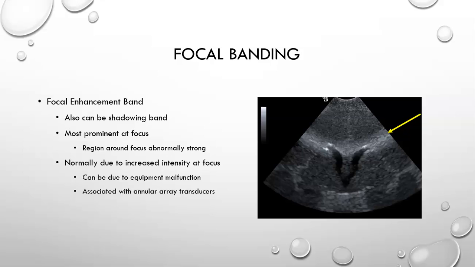In some situations, this intensity can be caused by a machine malfunction, so you have to look at this. There's a specific type of error with annular array transducers called banding, where instead of an enhancement band, it's a shadowing band that occurs when one of the annular array transducer crystals breaks. But since nobody uses annular array transducer crystals, I hope there's never a question on the SPI exam about that, because that's a stupid thing to ask when nobody's used that in at least 30 years.